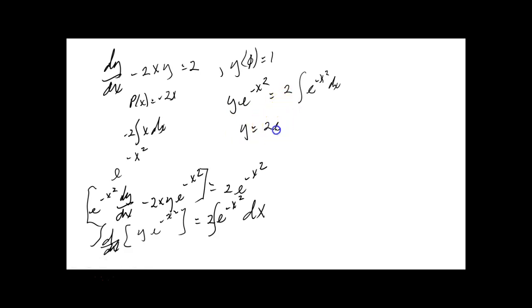2 e to the x squared times the integral of e to the minus x squared dx, plus c. I think I've done it right. I'm losing focus fast here, folks. My writing's getting awful.